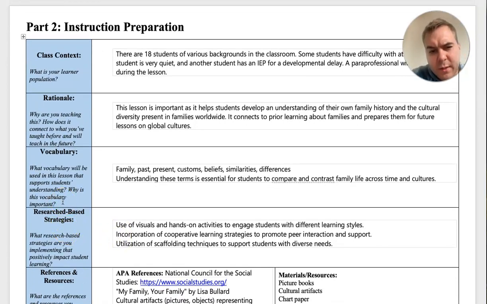The rationale is that this lesson is important as it helps students develop an understanding of their own family history and cultural diversity present in families worldwide. It connects to prior learning about families and prepares them for future lessons on global cultures.